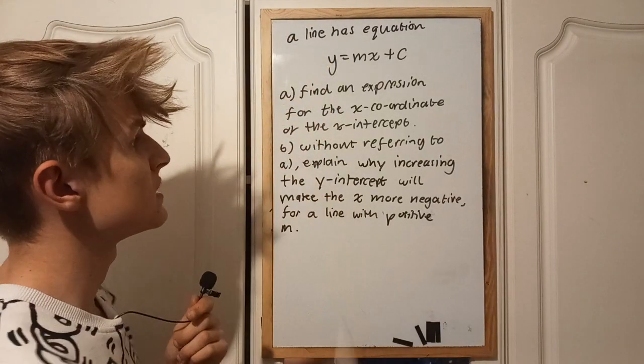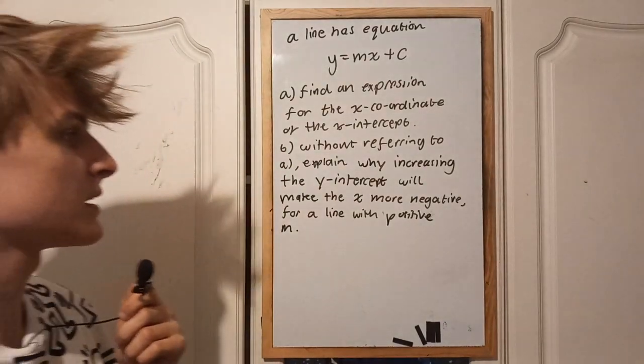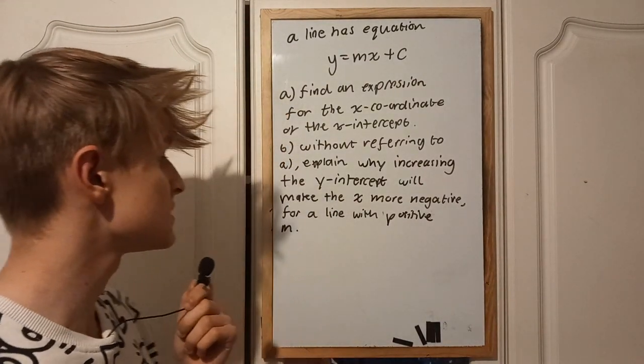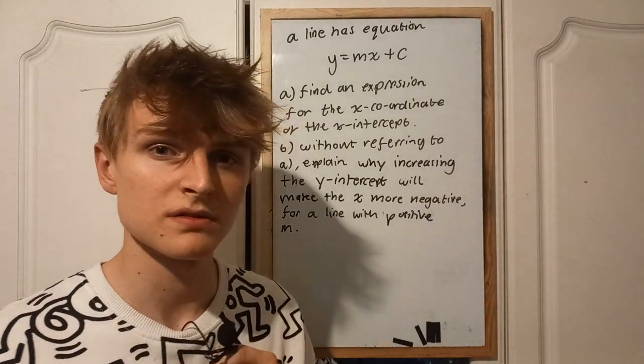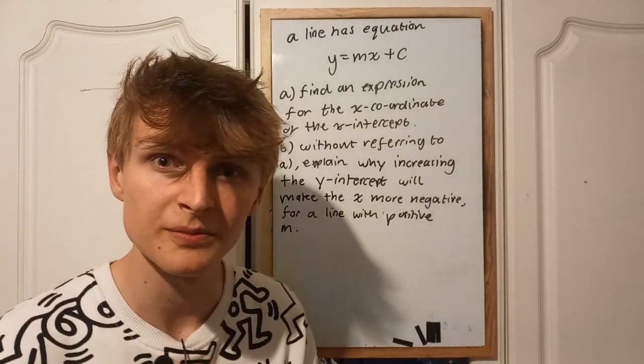And then our part B is, without referring to part A, explain why increasing the y-intercept will make the x-intercept more negative, assuming the line has a positive gradient. Now, I don't have a huge amount of space, so I'm going to do this on the next board. Let's go.